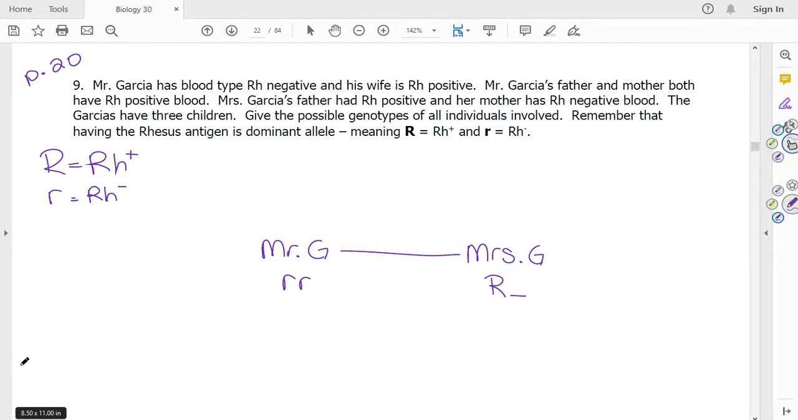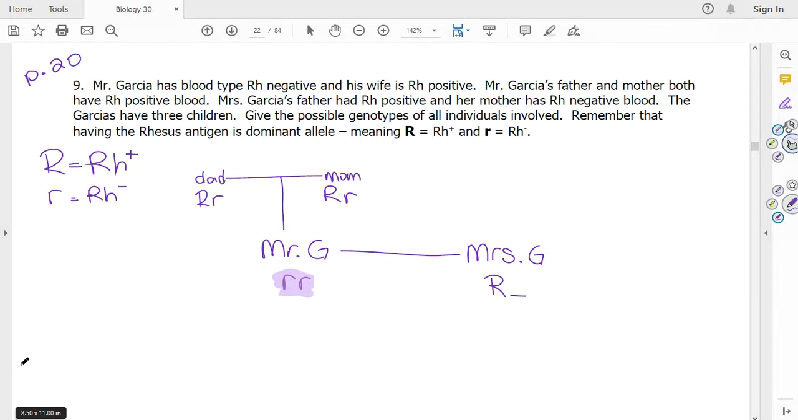Mr. Garcia's father and mother, so dad and mom, both have Rh positive blood. So we know both of them have a capital R in their genotype. And because Mr. G had 2 little r's in his genotype, we know that both of them have to be carriers of that to give it to him. So both of them are heterozygous.